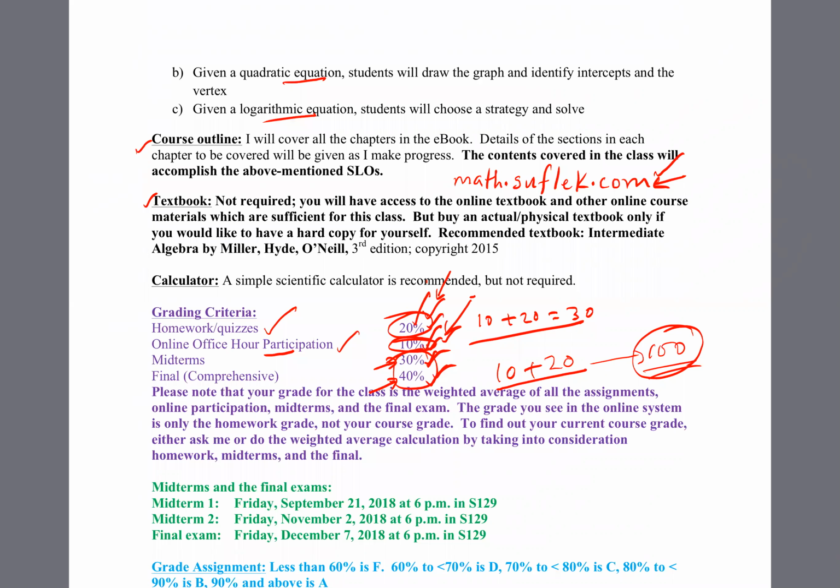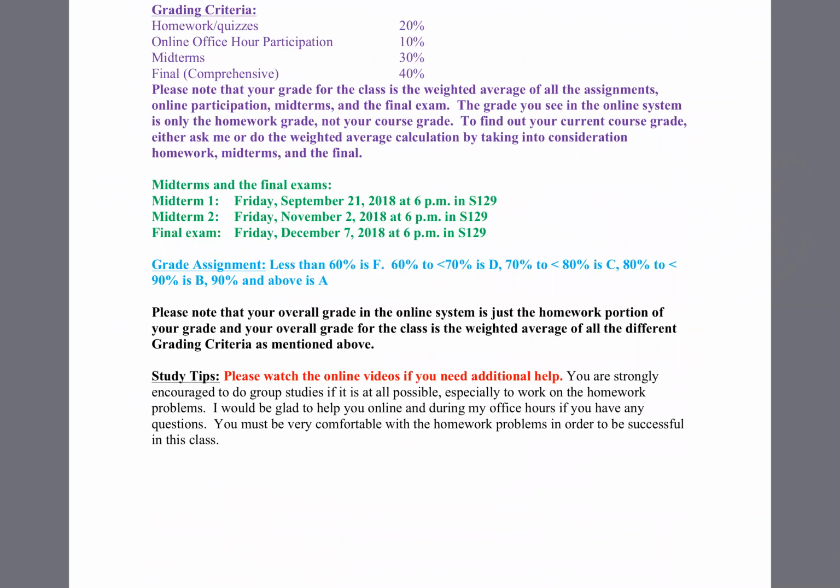Next is your midterms and finals. There will be 2 midterms. The first midterm is going to be on September 21st, Friday at 6 p.m. It's going to take about 3 hours. So be ready for 3 hours, 6 to 9. And the second midterm is going to be on November 2nd, Friday, again at 6 p.m.